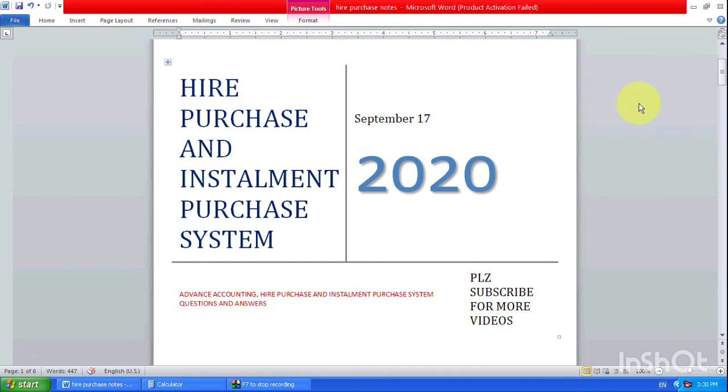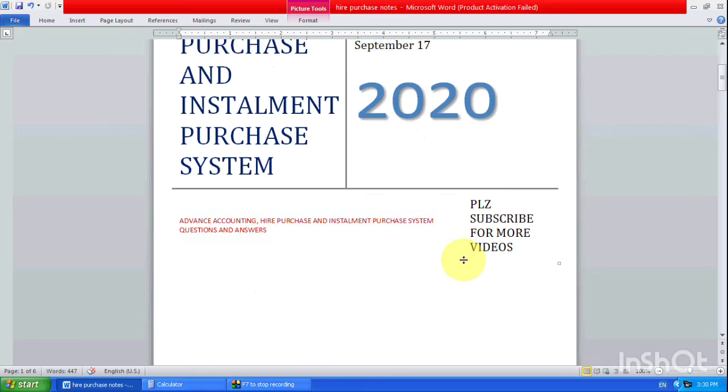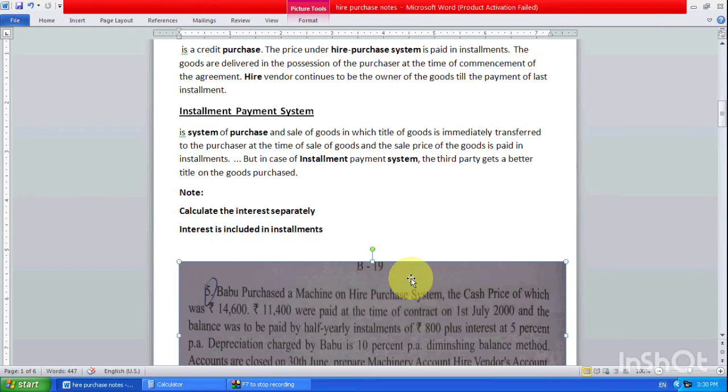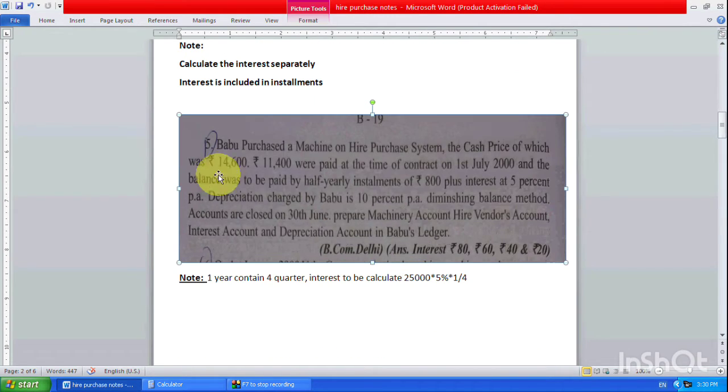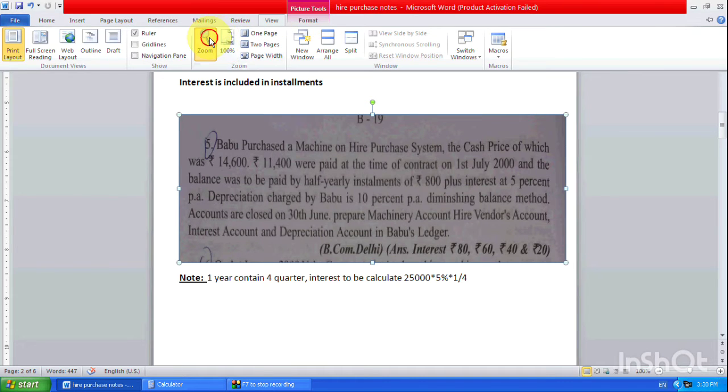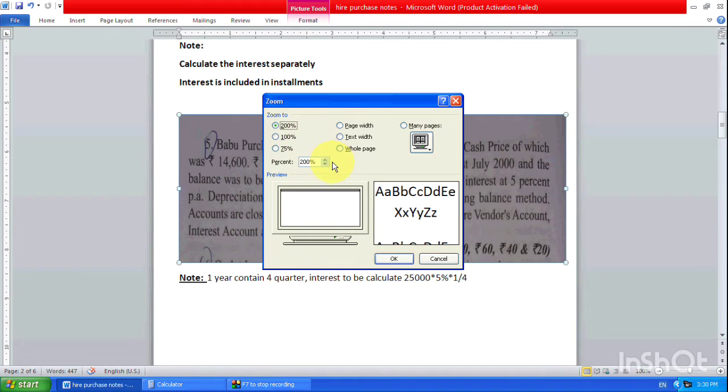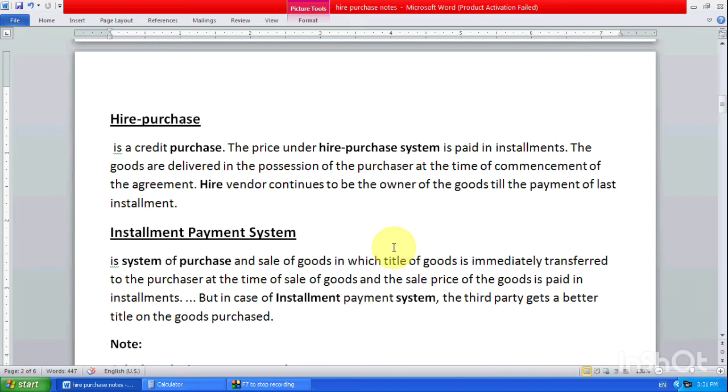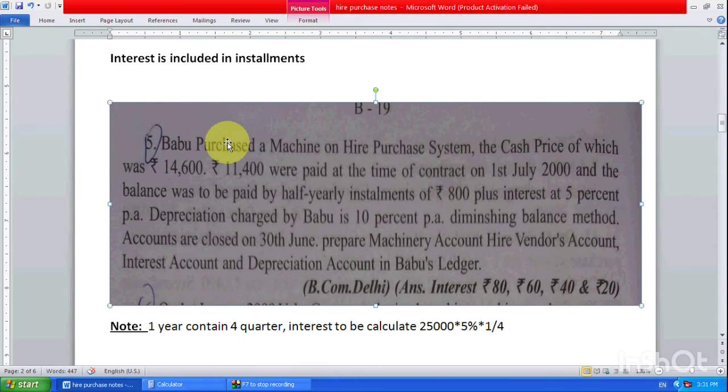Here in this chapter, hire purchase. In this video, hire purchase, installment purchase, we are going to learn the fifth question. The hire purchase, installment purchase theory we have already discussed. Let's see the fifth question. Let's zoom in to see it clearly. We have discussed this theory already. Now let's see the question.